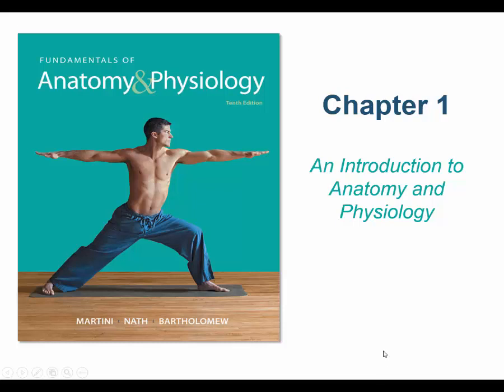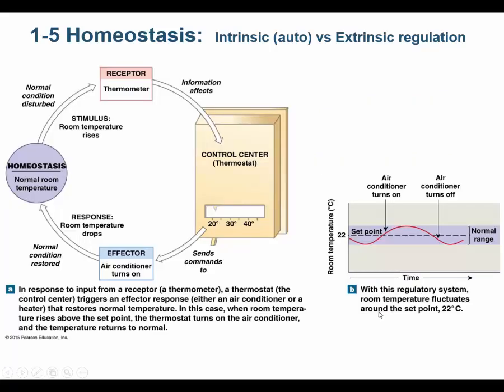Alright folks, next mini lecture. This is 1-5 to 1-6. So 1-5 and 1-6, and it's basically about homeostasis. Now, homeostasis, this is the key principle of physiology.